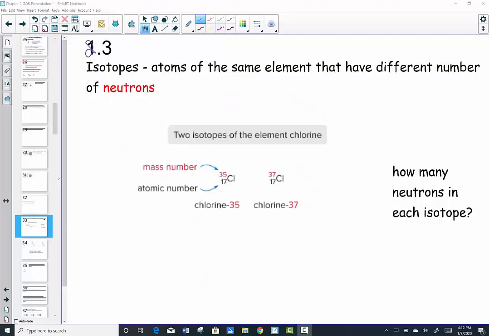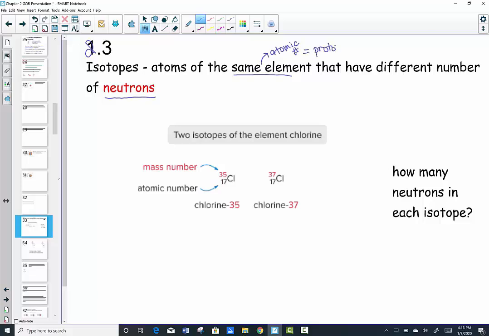Isotopes are atoms of the same element that have a different number of neutrons. So what makes one atom of the same element different, making them weigh different amounts, would be the number of neutrons inside of their nucleus. Remember that if they are indeed the same element, this means that they must have the same atomic number, because the atomic number gives the atom its identity.